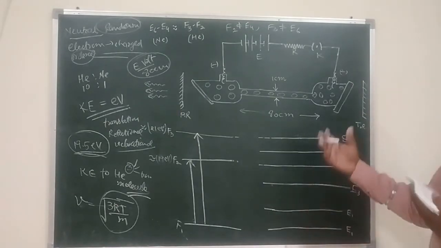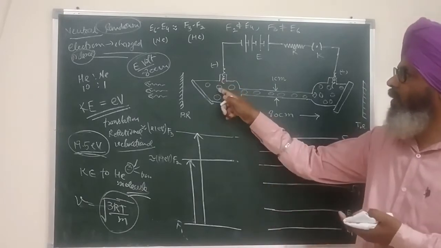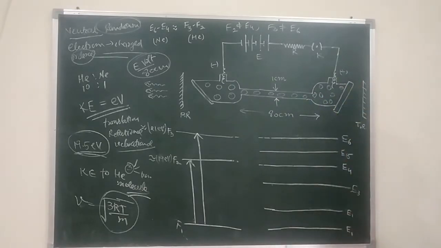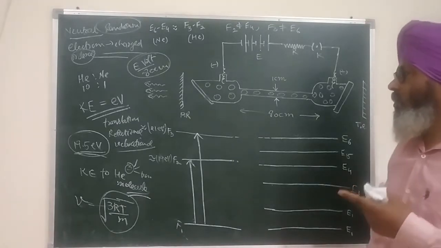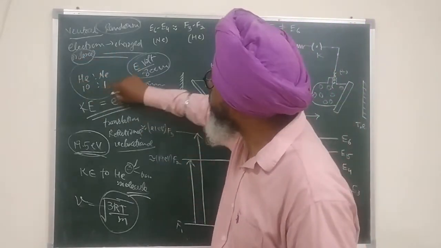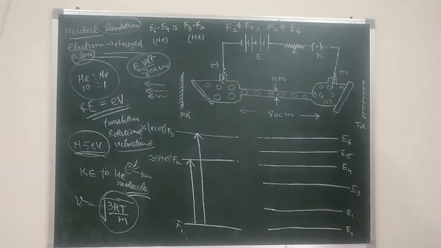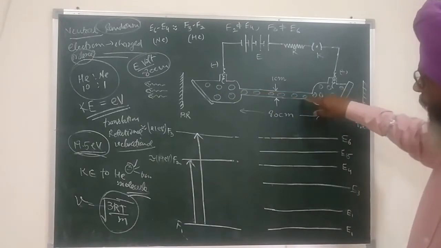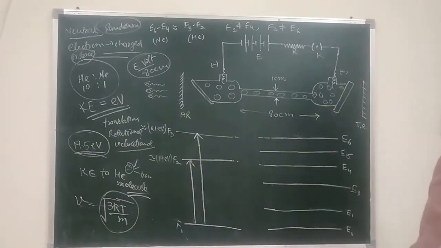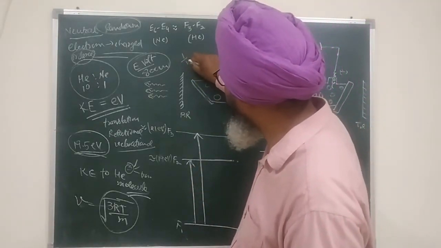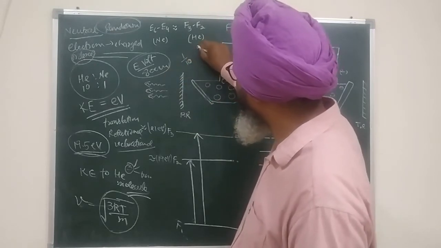Now I have told you that it is a random process. My favorable process is that the electron which is emitted from the cathode should strike helium. Since it is a statistical process, how can I fulfill my wish? The answer is that we have made the concentration of helium 10 times the concentration of neon. As a result, when the electron is traveling from cathode to anode within this tube, its chances of colliding with neon molecules are 1 by 10 and with helium molecules are 9 by 10.